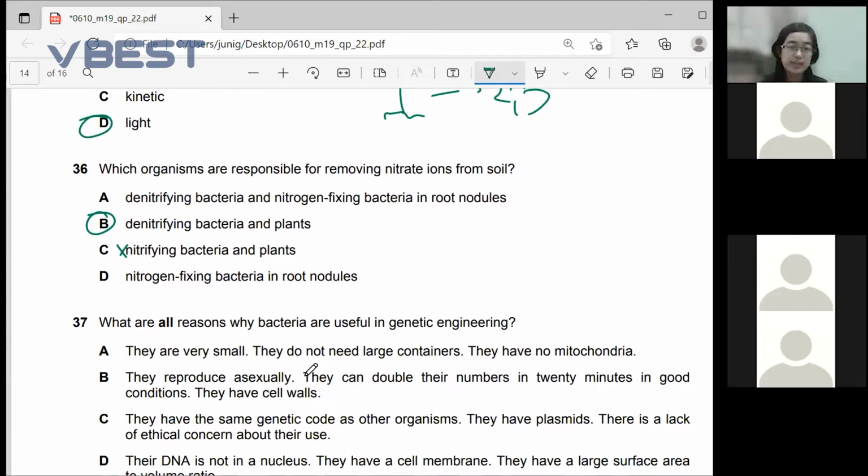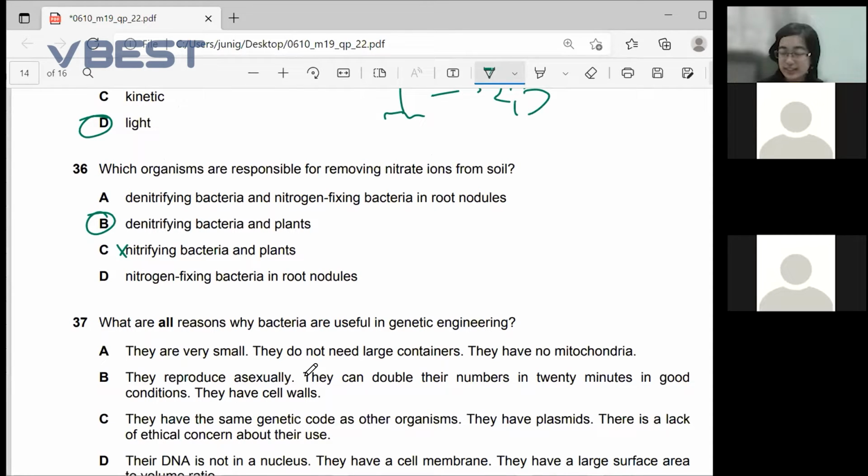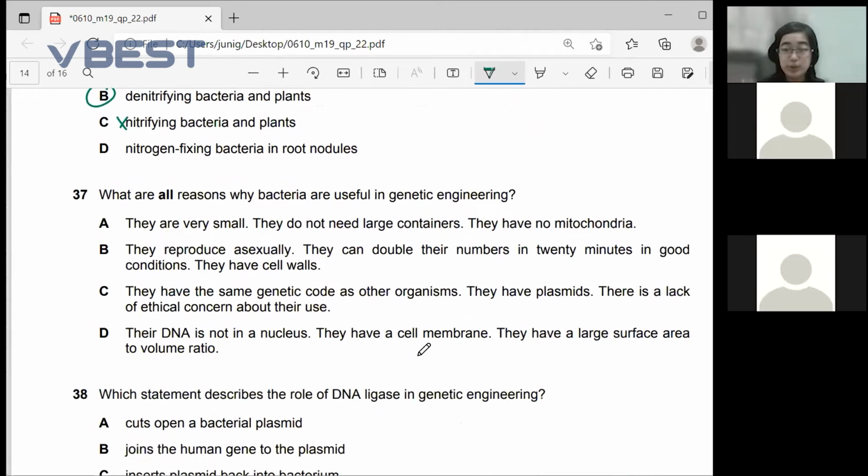As for number 37, what are all reasons why bacteria are useful in genetic engineering? Okay, C says they have the same genetic code as other organisms. They have plasmids. There is an ethical concern about their use. Yes, all right. So first, we got a few sentences here. Number one, for C, they have the same genetic code as other organisms. Why do we do genetic engineering? Yes, plasmid is one of the very important reasons, because plasmids are easily manipulated in terms of their genes.